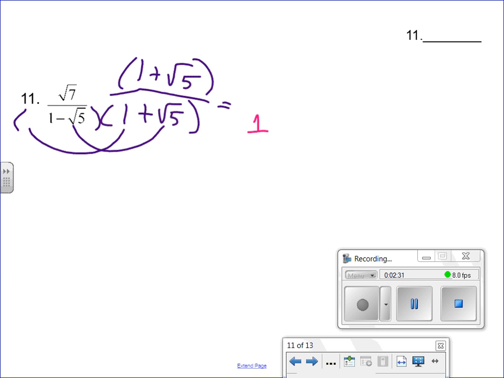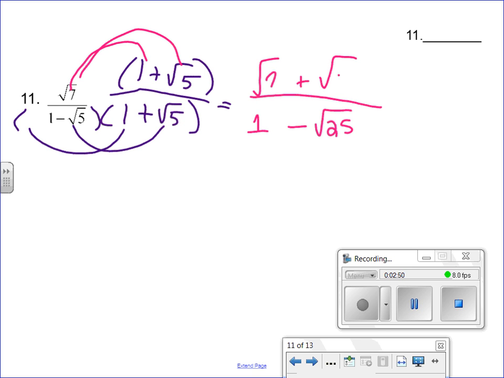1 times 1 is 1. And then positive radical 5 with negative radical 5 is negative radical 25. Now on the top, all we really have to do is distribute the radical 7. There's no foiling or anything. Radical 7 times 1 is radical 7. And radical 7 and radical 5 is radical 35. Now, do you think anybody could break out of jail for the 35 to simplify that down? No, because it's just 7 times 5. But I forgot about my bottom. What's the square root of 25? 5. And then what is 1 minus 5? Negative 4. So our final answer has a negative 4 down there.